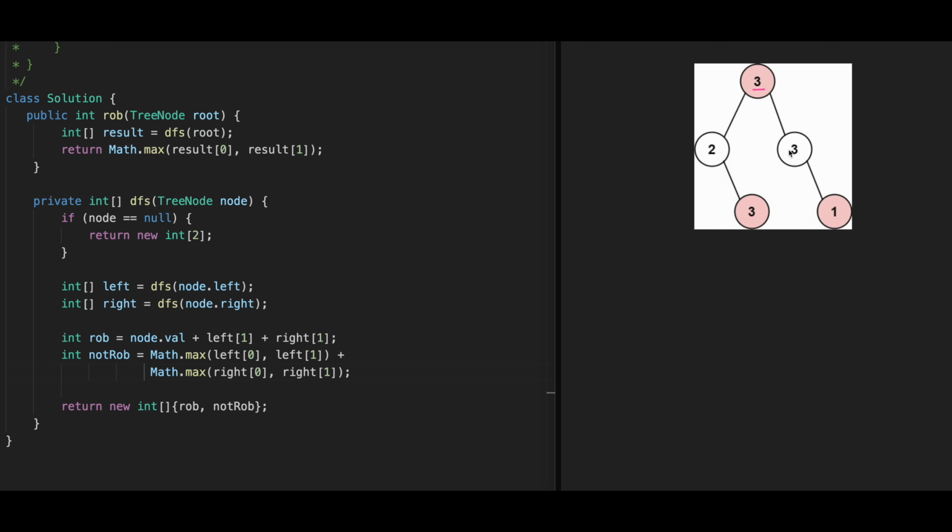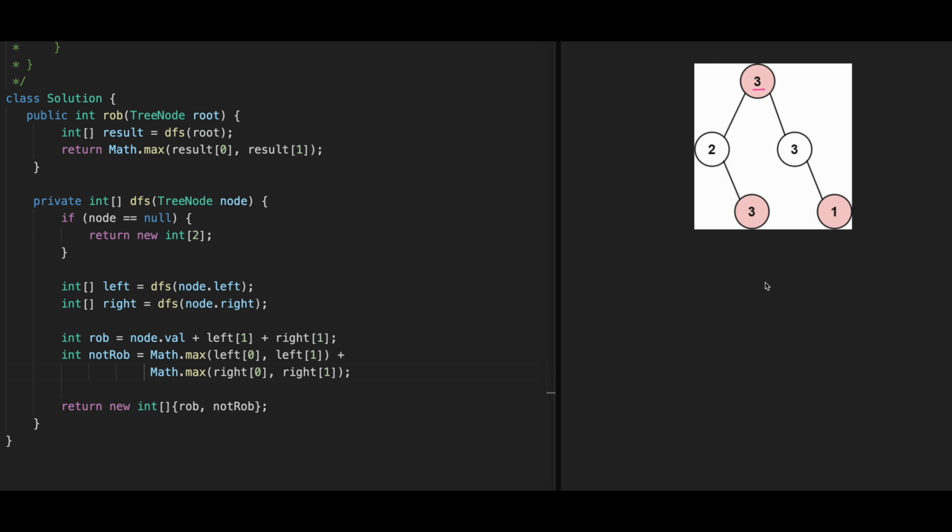What we need to do is find the maximum amount of money that the robber can get by robbing these houses. But the robber cannot rob houses that are adjacent. For example, in this case, if the robber robs the house 3, the robber cannot rob the houses 2 and 3 because they are adjacent. The robber can only rob houses 3, in this case 3 and 1.